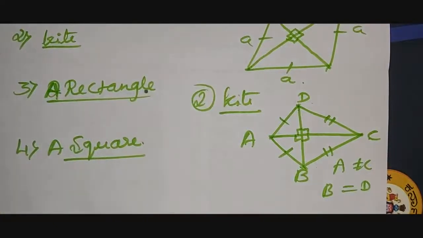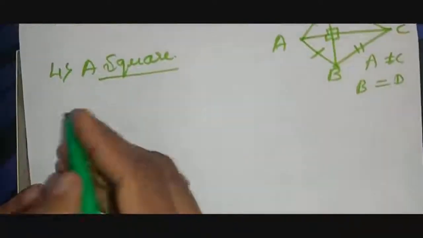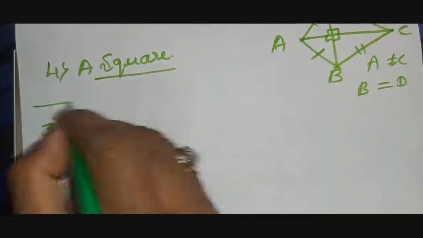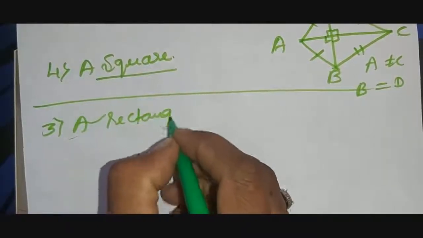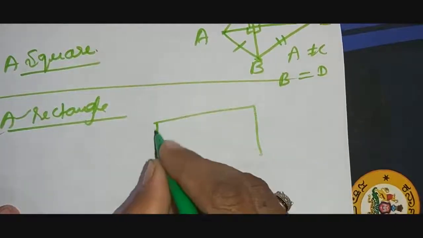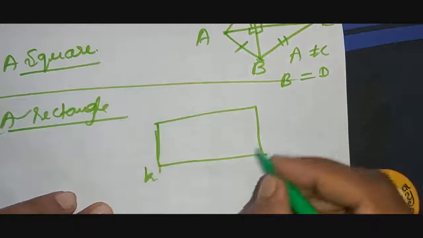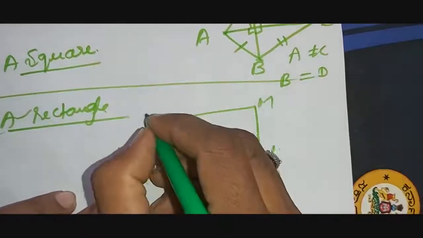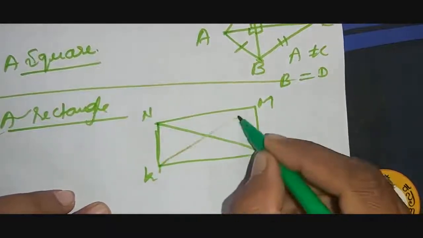Okay. Now let us discuss the third one. First one over, second one over, third one: a rectangle. I will draw a figure of a rectangle. I will take here K, L, M and N. I will draw the diagonals.